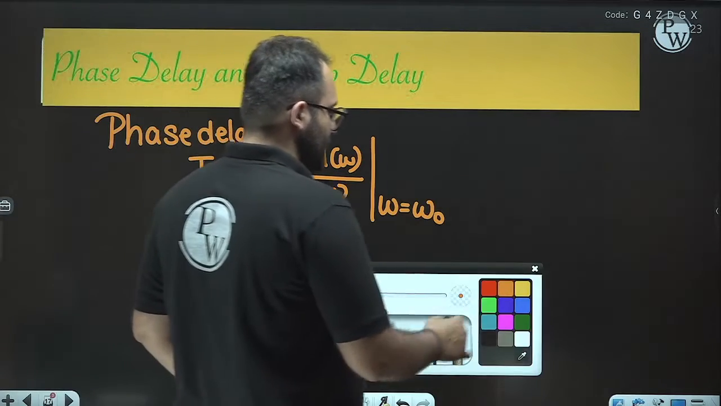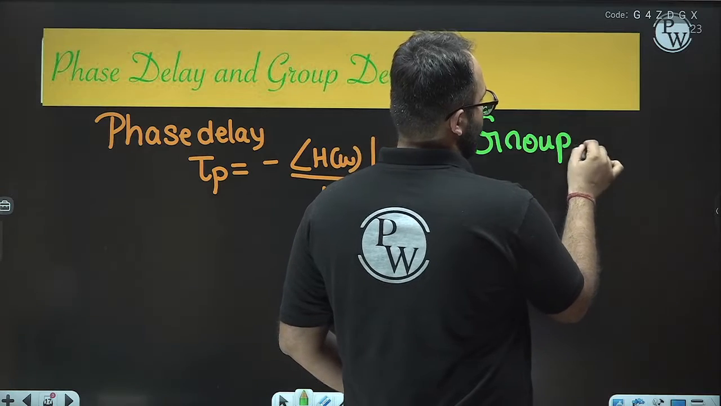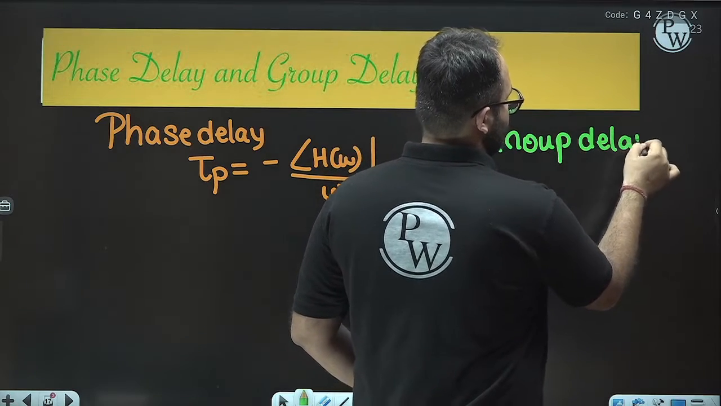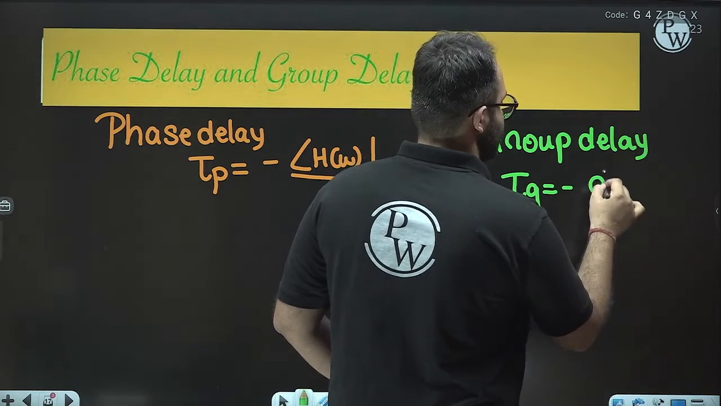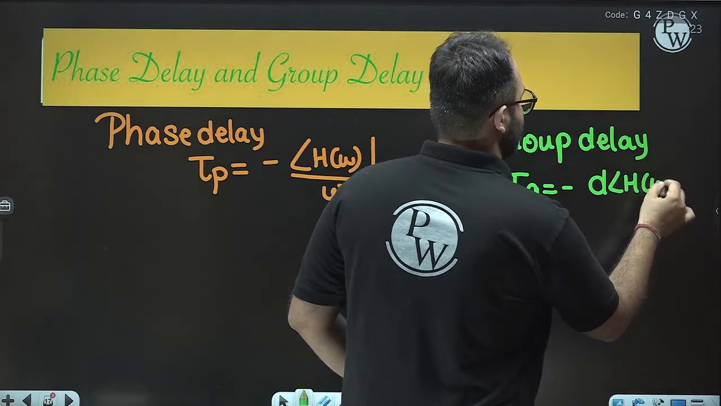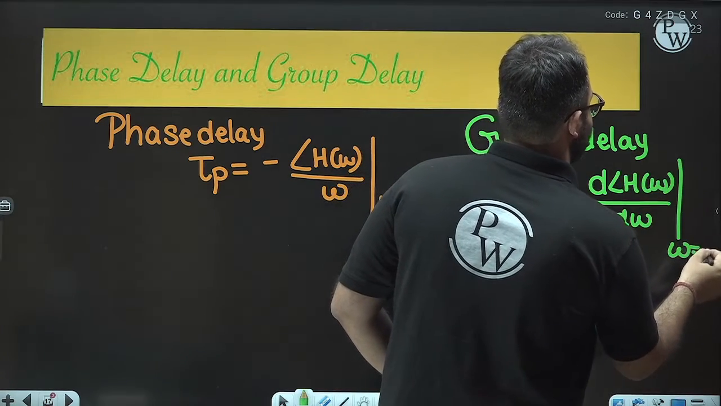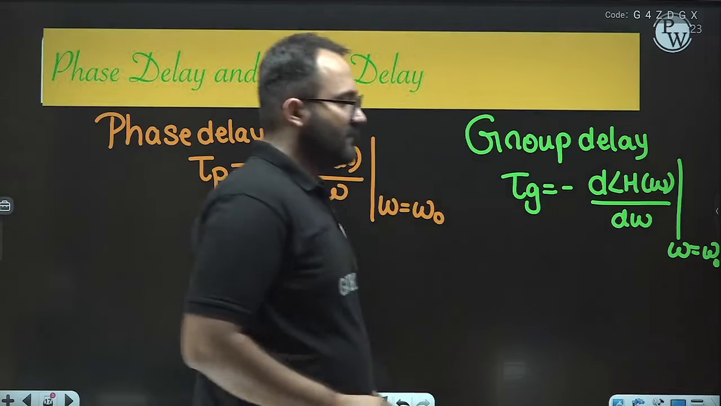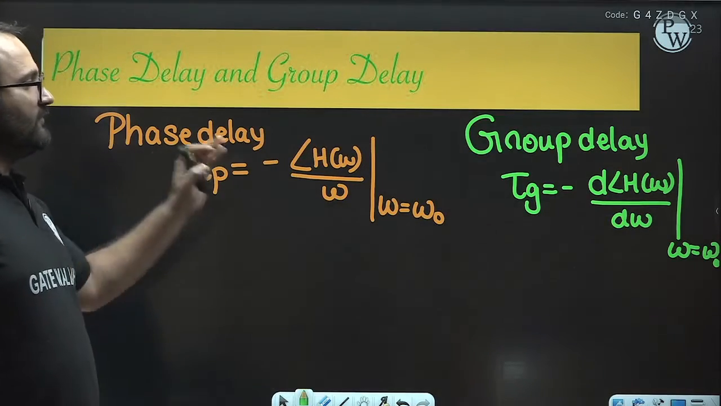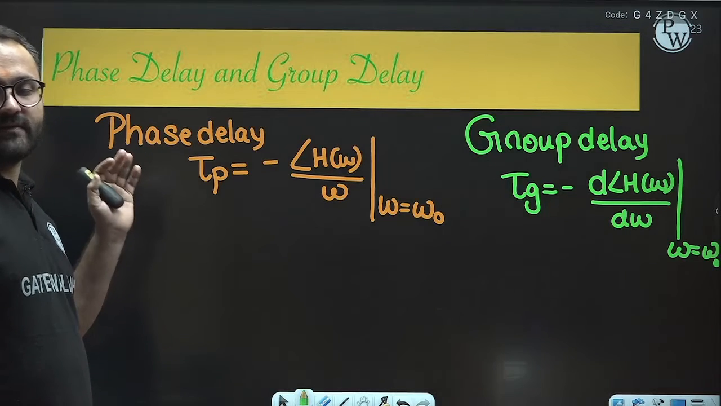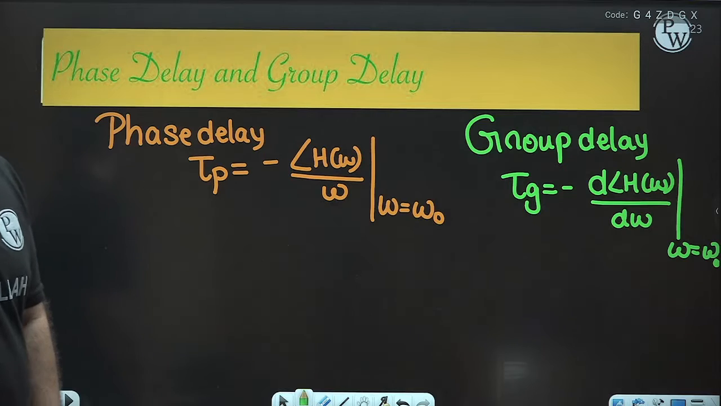Similarly, group delay, at a particular frequency we have to find, that is omega equal to omega naught. Okay, so this is all for the group delay and phase delay. You only need to remember the formula, that's it. Nothing more than this is required for the group delay and phase delay.